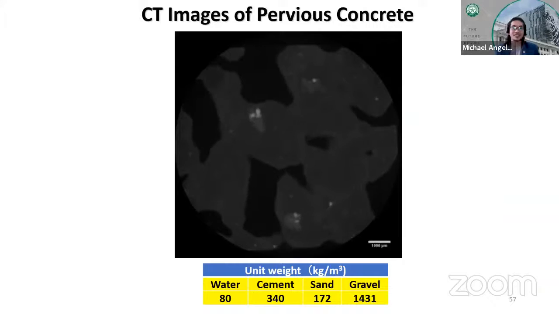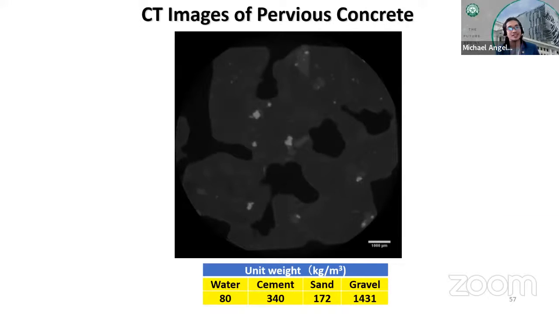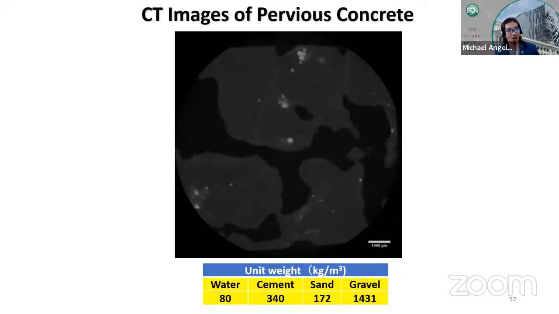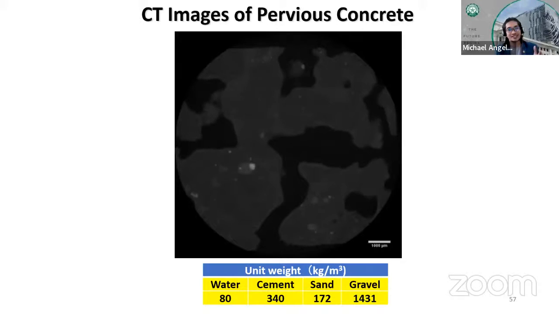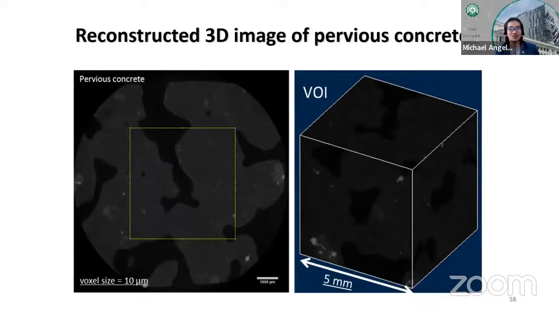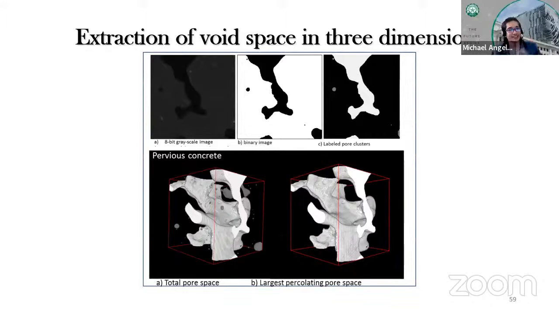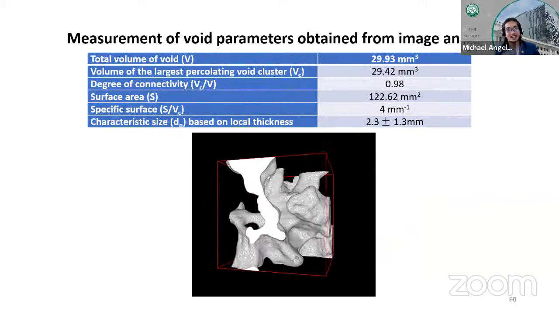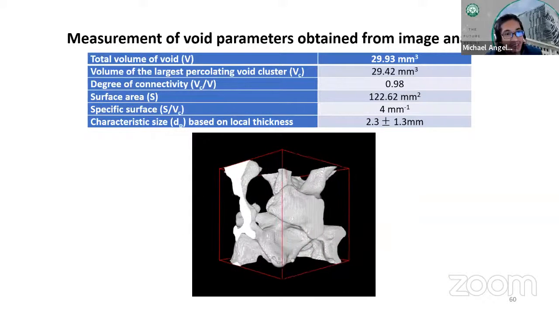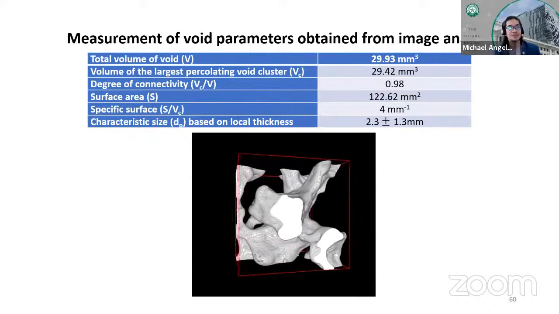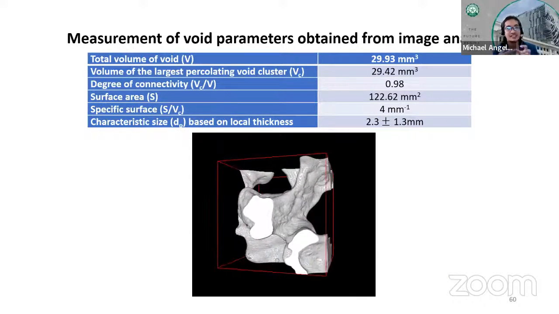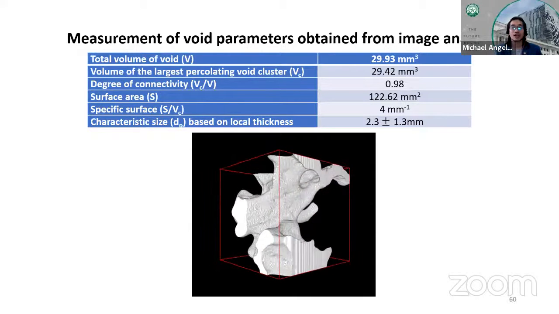Another interesting CT image that I would like to share with you is the CT image of the pervious concrete, which I have shown earlier. In this case, we can also try to visualize the connected void space in pervious concrete like this, and measure some parameters like the surface area, the specific surface, and even the characteristic size based on the local thickness algorithm.